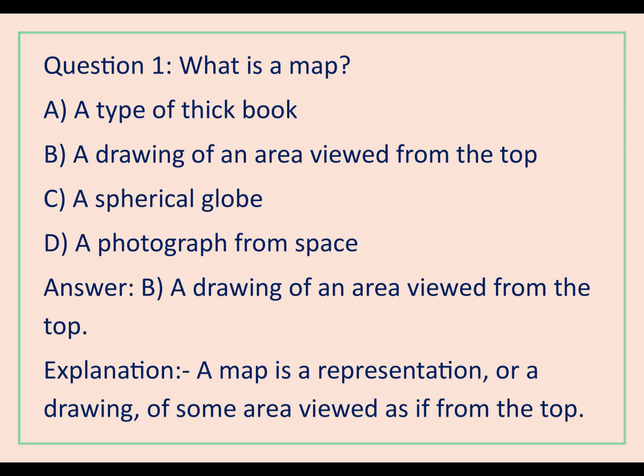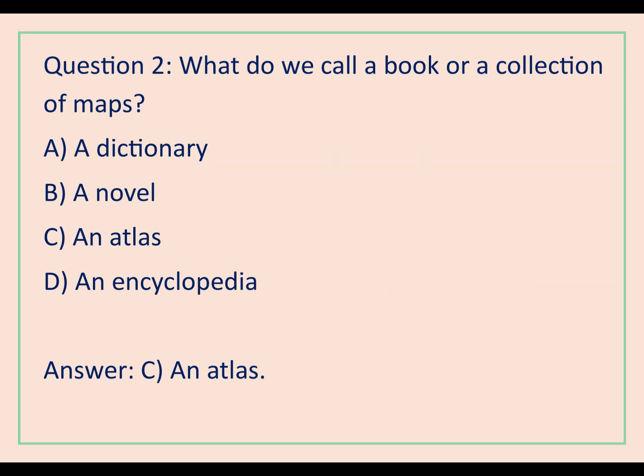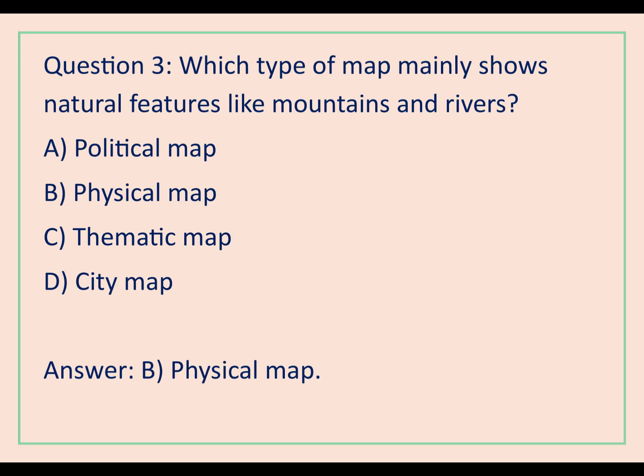Explanation. A map is a representation, or a drawing, of some area viewed as if from the top, or a collection of maps. A. A dictionary. B. A novel. C. An atlas. D. An encyclopedia. Answer. C. An atlas.